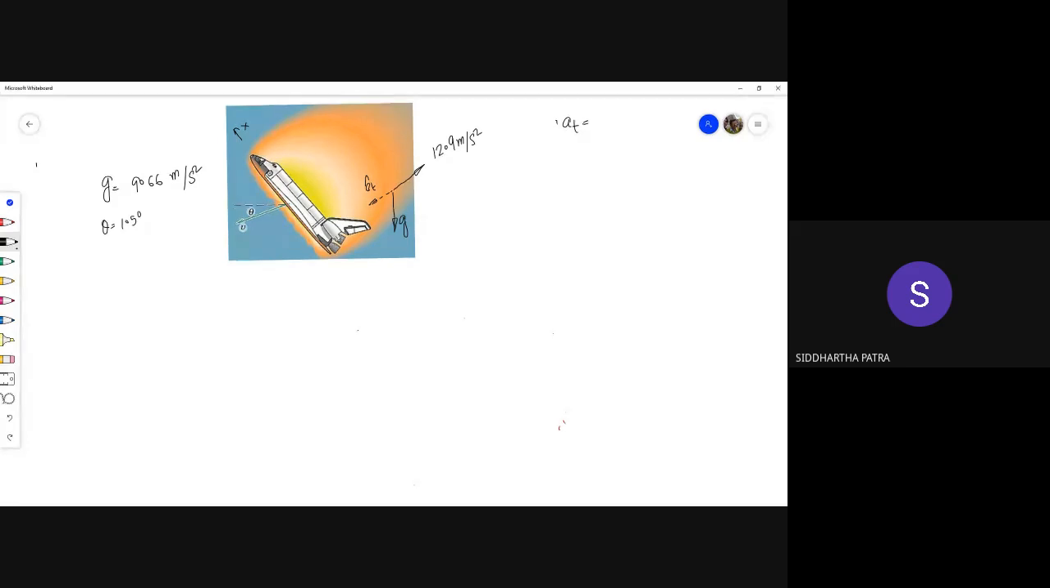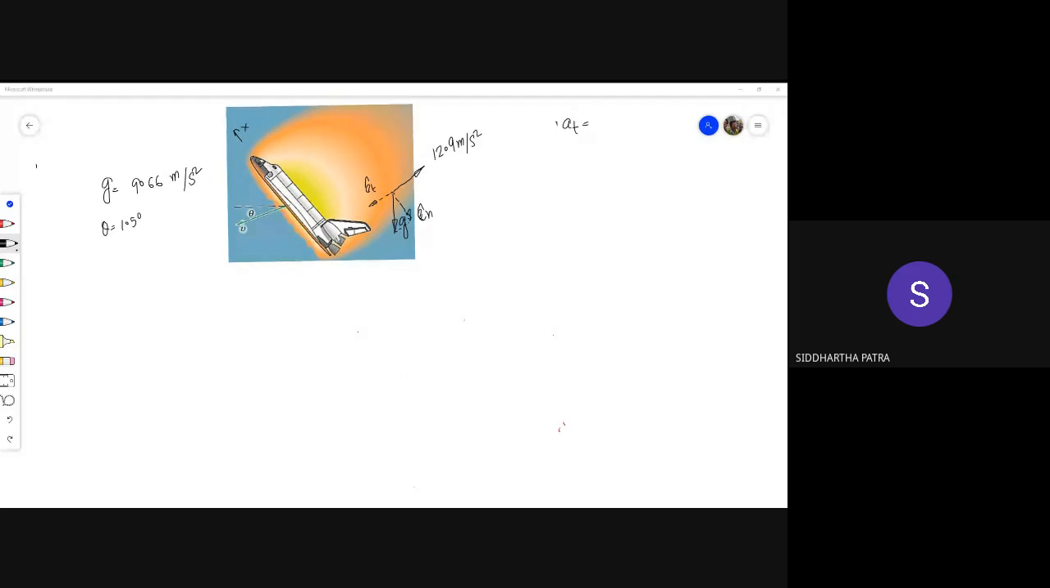So what you can do is resolve this g into the direction en and in the direction et, and whatever component is along et, that needs to be added to get at. But this is not what the problem statement seems.